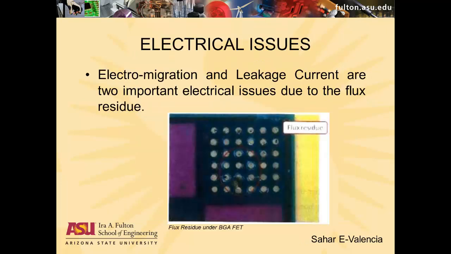Thank you, Manoj. When it comes to the electrical issues and field product failures caused by flux residues, we normally are talking about electromigration and leakage current. In this picture, you see the flux residue under a BGA field effect transistor. When flux residues are left on the printed circuit board, they may react with the moisture and an applied voltage to cause electromigration and electrical leakage.